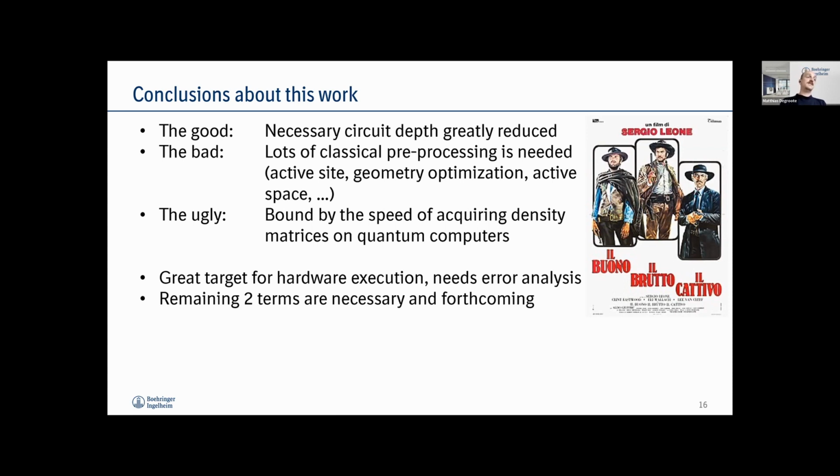And then the ugly is, of course, that measuring density matrices on quantum computers is not exactly considered feasible. So this goes with the 2-RDM goes with n to the 4th power, n being the number of orbitals. So this goes up really fast if your system grows, and it's probably not feasible for realistic systems.